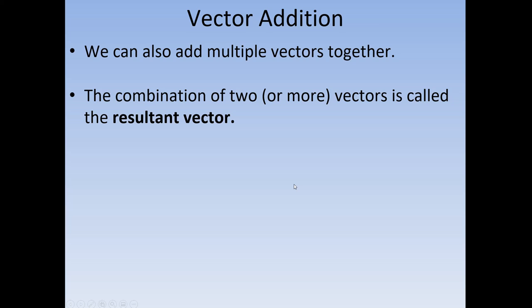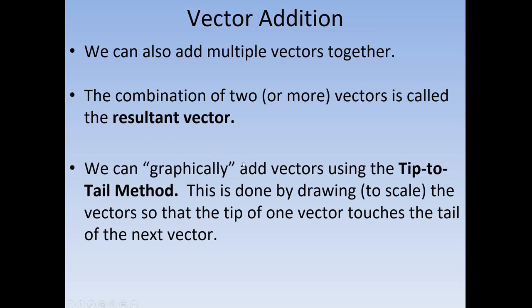So one of the ways that we can add vectors, when we combine them, we get what's called a resultant vector. The resultant vector is just the sum of the vectors that we add, essentially the result of the vectors. Now there are two ways to combine vectors. The first way is done graphically, which means drawing it out.